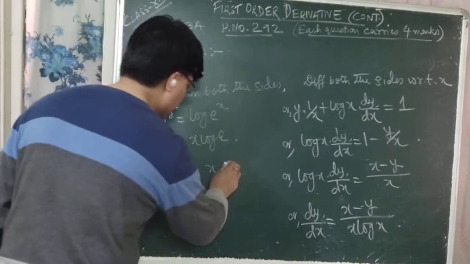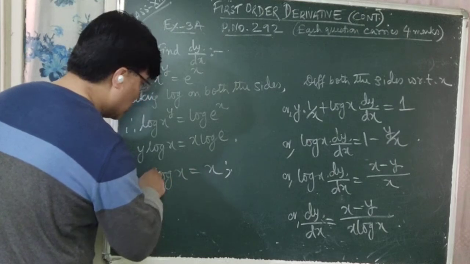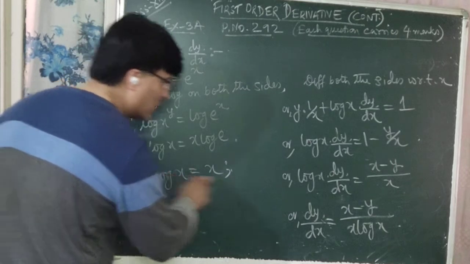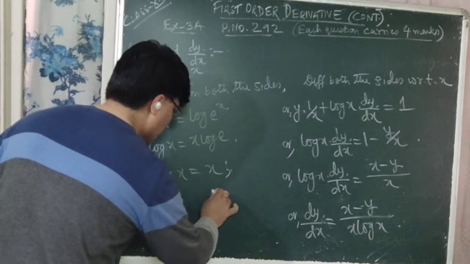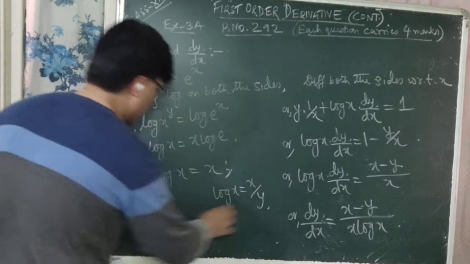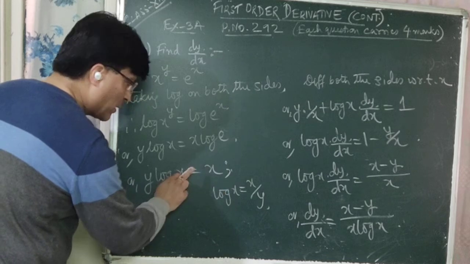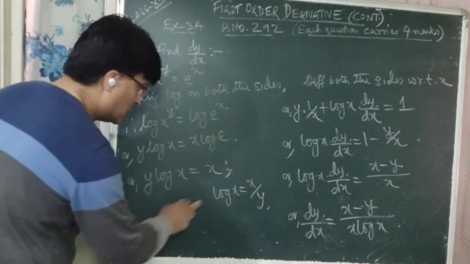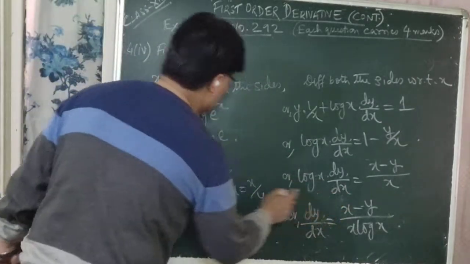So from here, what is the value of log x? It is x upon y, isn't it? You can put that value of log x here. So let us get the value for log x here. From here, log x is equal to x upon y, right? y goes to the right hand side, but you should write it in the denominator. So log x is equal to x upon y. So let us put it here now.